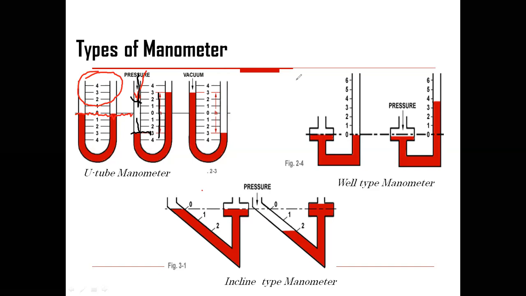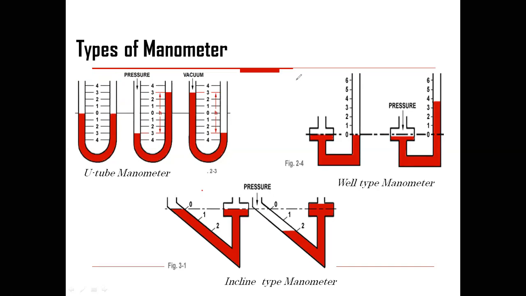At the other end, if I apply a vacuum, it will suck that particular liquid. Again, there will be a variation in the liquid level, and that height will be measured. We have the density of the liquid, the gravity, and we have determined the height. So we can easily determine the pressure change that has occurred using this manometer. The second one is the well type.